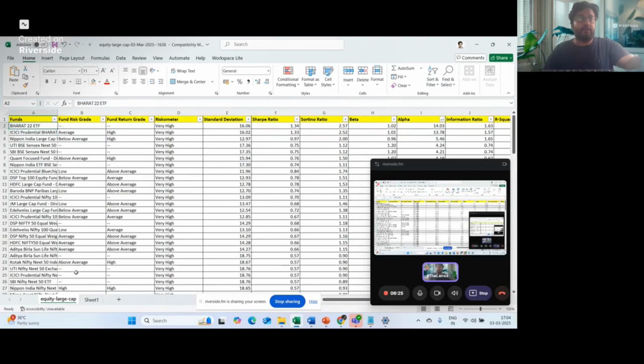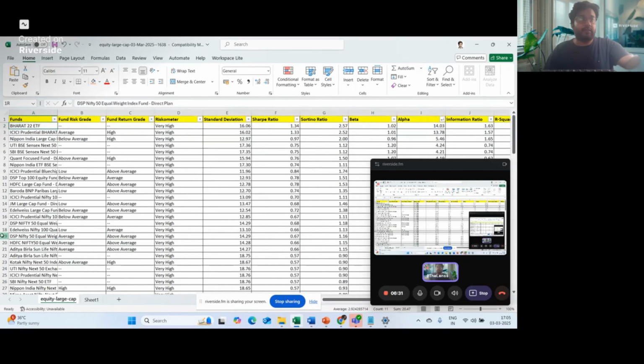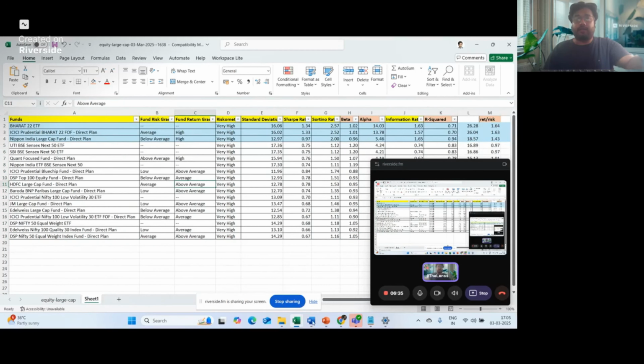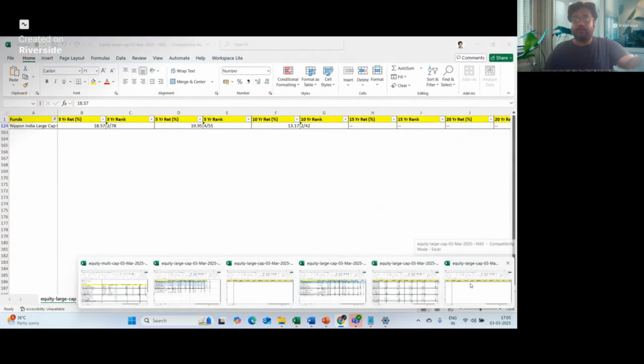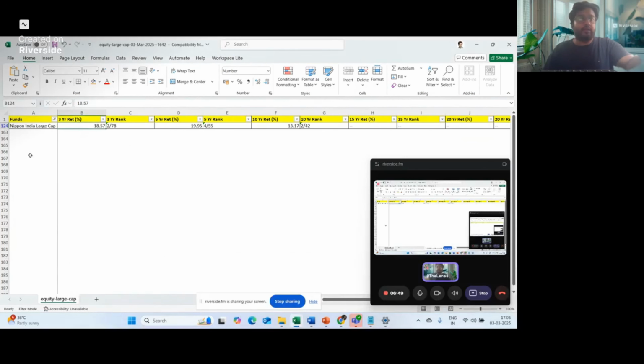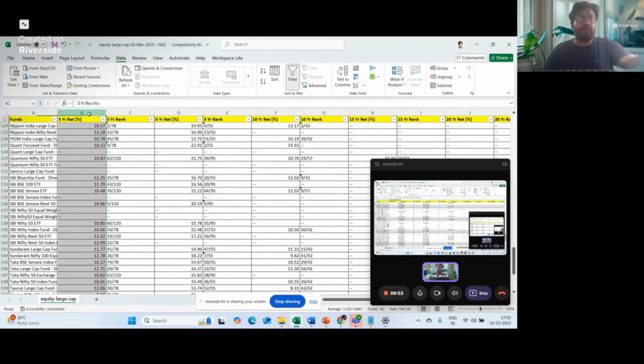from Bharat 2022 ETF up till your DSP Nifty 50 equal weight index fund, which is this. So I've taken this sample, and as I showed you earlier, I click on this return tab and I've exported this as well to Excel. Now if I go here to show you, this is your funds with your 3-year returns, 5-year returns, 10-year returns, right?